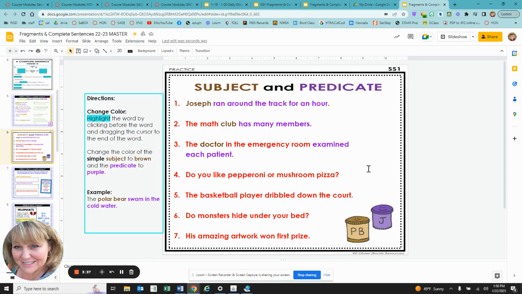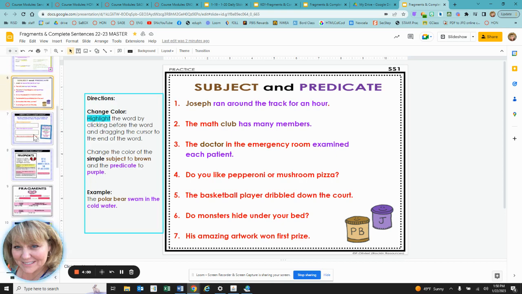So these first few are done for you. So the doctor is our subject. What did the doctor do? Well, you don't include in the emergency room because that's a prepositional phrase. The doctor did what? The doctor examined each patient. So you're going to highlight examined each patient in purple. And then, so of course, the polar bear swam in the cold water.